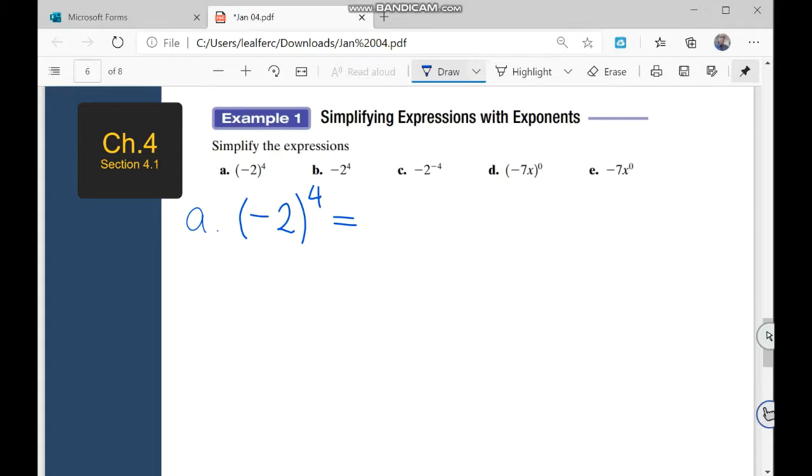Since we have the parentheses, we have to submit everything, the sign and the number, to the exponent. If we submit the sign negative to the exponent 4, we're going to multiply negative by negative by negative by negative, 4 times, right? This will become a positive. So negative submitted to exponent 4 is going to be a positive. And 2 exponent 4 is positive 16. 2 times 2, 4, times 2, 8, times 2, 16, right? So the result here is a positive 16 or just 16.